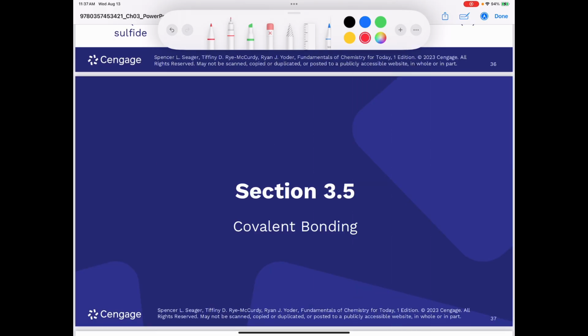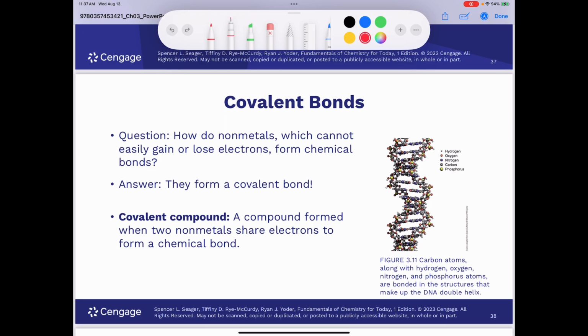All right, now let's turn our attention to covalent bonding. So if you've ever taken a biology class and studied things like proteins, peptides, lipids, DNA, those are big molecules, but they're all held together through a covalent bond. So let's get into covalent bonding. Now we saw that ionic compounds were when we had a metal and a non-metal combined, okay?